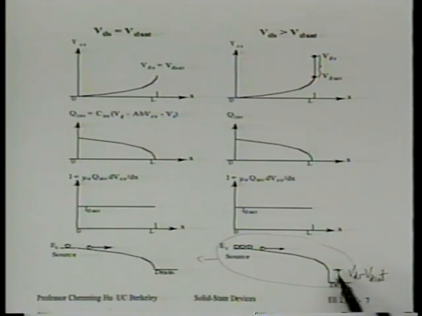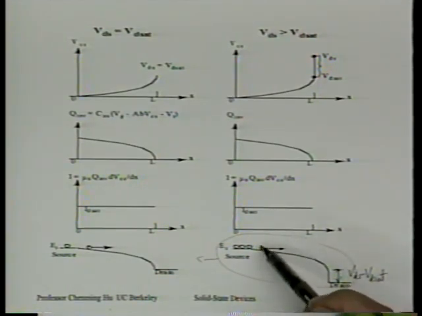Does this hinder the flow of electrons in any way? No, it doesn't. The only thing it does is to give the electrons a lot of energy. So it might give us some problems like hot carrier problems, things like that. We'll talk about that later in the course. But it certainly doesn't have any impact on the current. The current is determined by what's going on here.